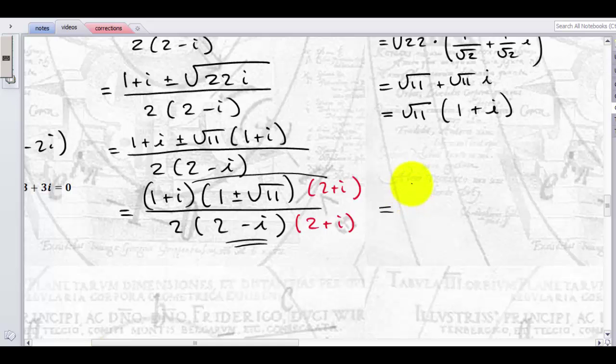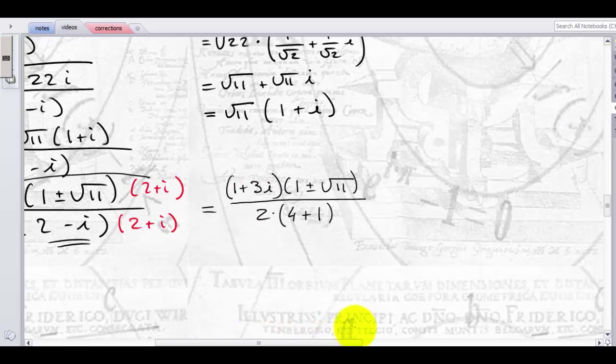Alright, so we have 1 plus 3i times 1 plus or minus root 11 over, and here we have these 2 times, and here a squared plus b squared, so 4 plus 1 right here. Wow, okay, this is really messy. So what's going on here? This is 5, this is 10. So I believe we have 1 plus or minus root 11 over 10 times 1 plus 3i.